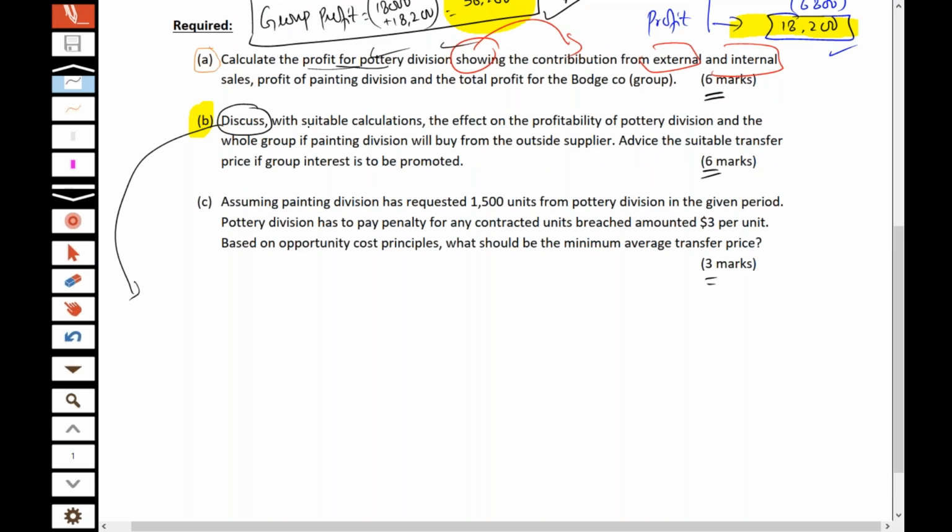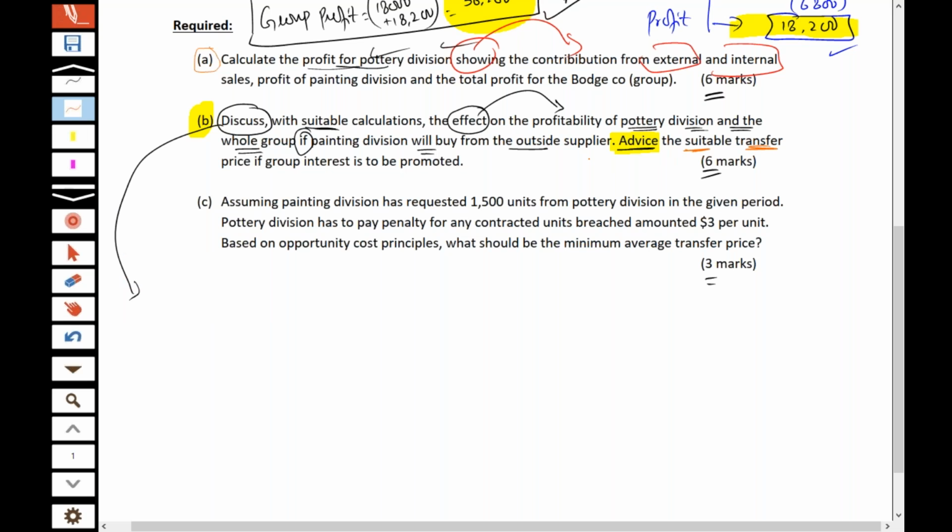Now, discuss with suitable calculations the effect on profitability of the pottery division and the whole group if the painting division will buy from outside. Now advise. See, the question is asking for your advice now. In the performance measurement area, it was not being asked to advise. Now here, the question requires you to advise.